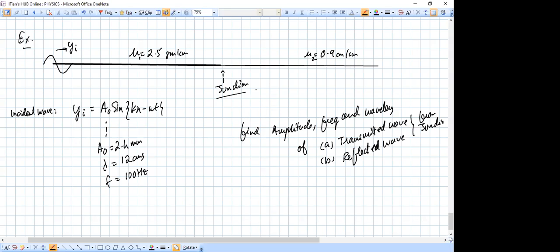So we've discussed many questions like this, but just as a recap and revision, let's understand this. So this time the string on the other side is lighter. So we'll have to treat the boundary as a soft reflection point.